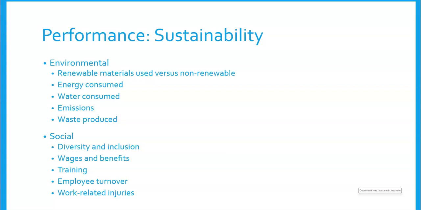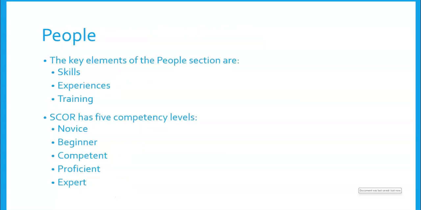Social metrics focus on our employees. How much training do we offer employees? What do we pay employees? What benefits do we offer? Do we offer daycare, insurance, retirement offerings? Diversity and inclusion. How diverse is our workforce in gender, race, ethnicity? What is our employee turnover? How often do employees leave? And other metrics such as work-related injuries and how long it has been since we've had a work-related injury.